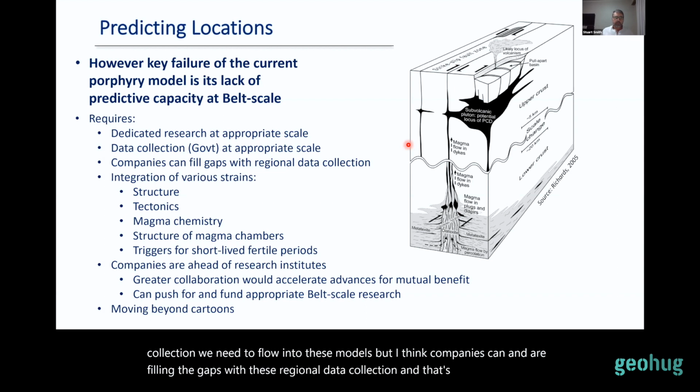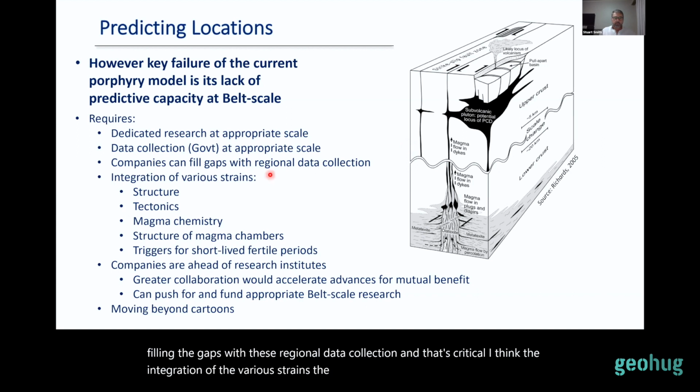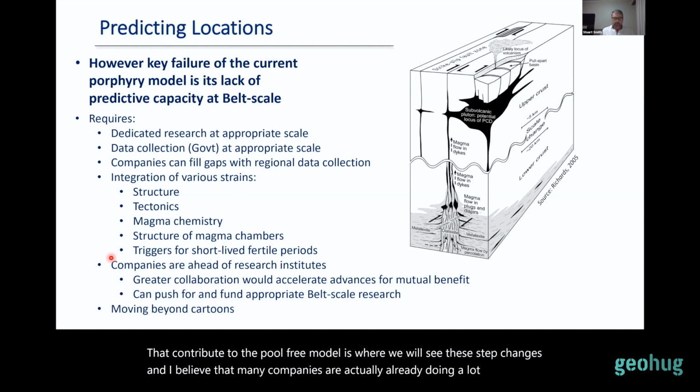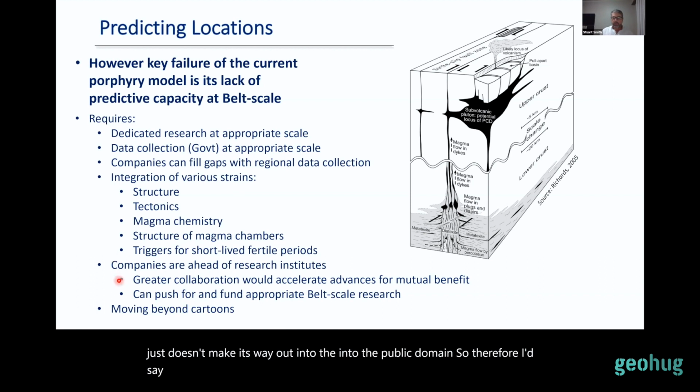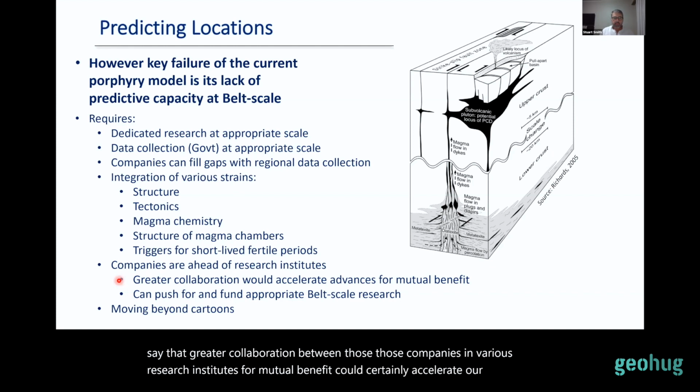I think the integration of the various strands of things that contribute to the porphyry model is where we will see these step changes. And I believe that many companies are actually already doing a lot of this. It just doesn't make its way out into the public domain. So therefore, I'd say that greater collaboration between those companies and various research institutes for mutual benefit could certainly accelerate our generation of a really robust integrated model.